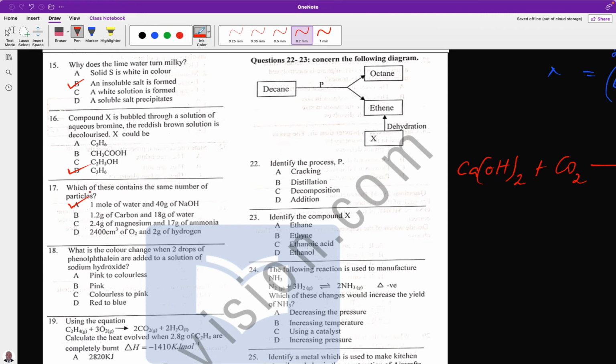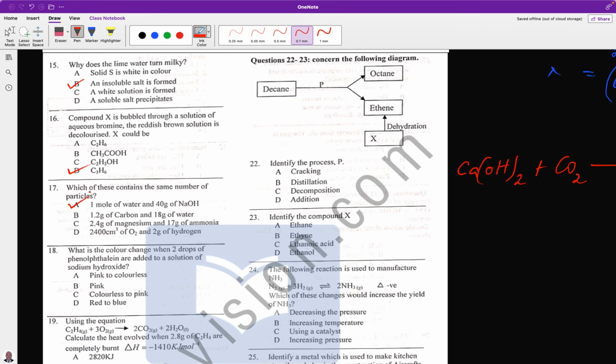A. Number 18. What is the color change when 2 drops of phenolphthalein are added to a solution of sodium hydroxide? When you are about to do titration, you need to add an indicator like phenolphthalein indicator into the base.